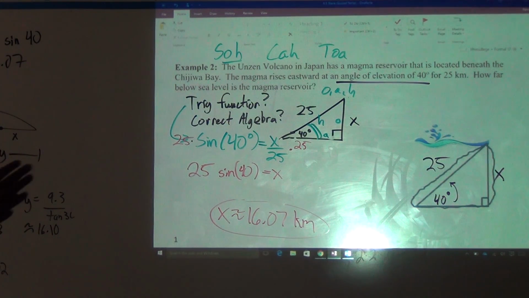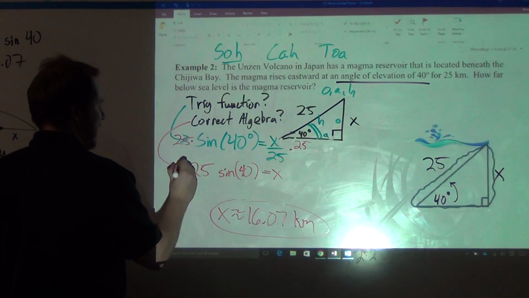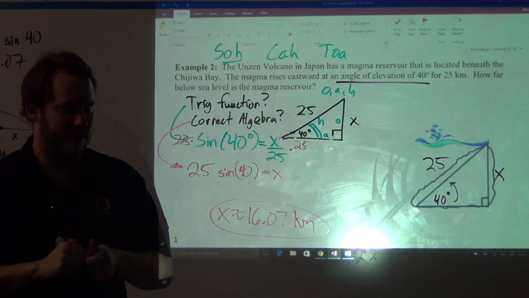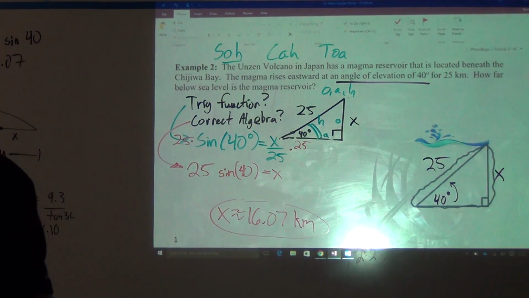Let's go ahead. Do you have questions on how we did the right trig function, or any questions about how we did the correct algebra? Questions about that? All right, let's go ahead and move on to example 3.